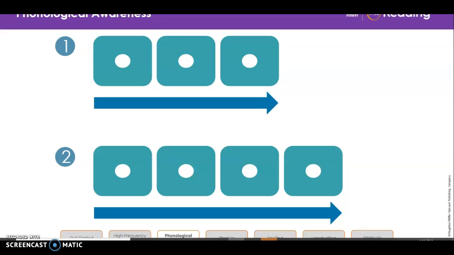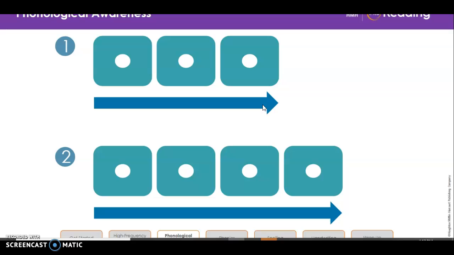Remember that you know how to blend sounds to say words, so I will say all of the sounds in a word and you blend the sounds to say the word. You can look at the tiles on the screen to help you. Each tile represents one sound in a word. Listen as I do the first one. S, i, p. When I blend s, i, p, I say the word sip.